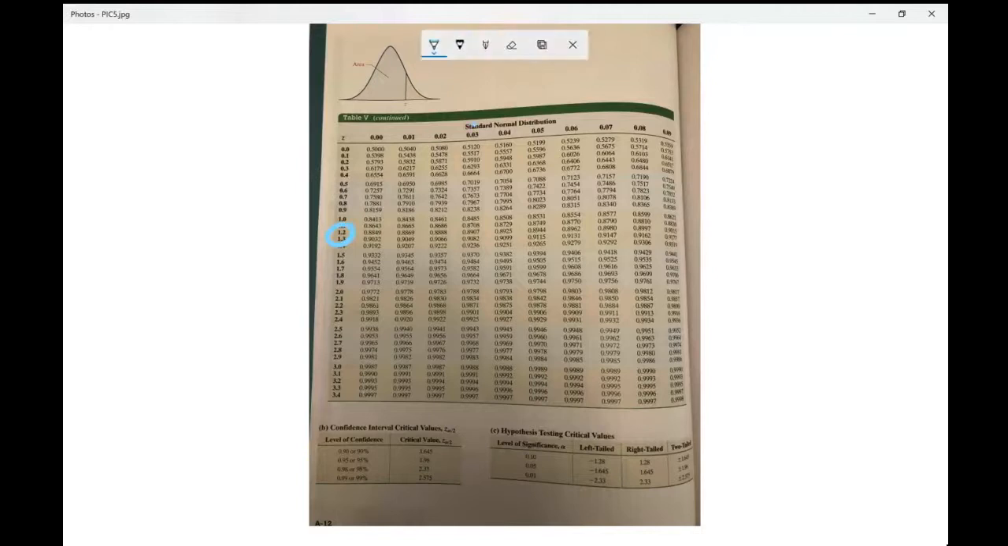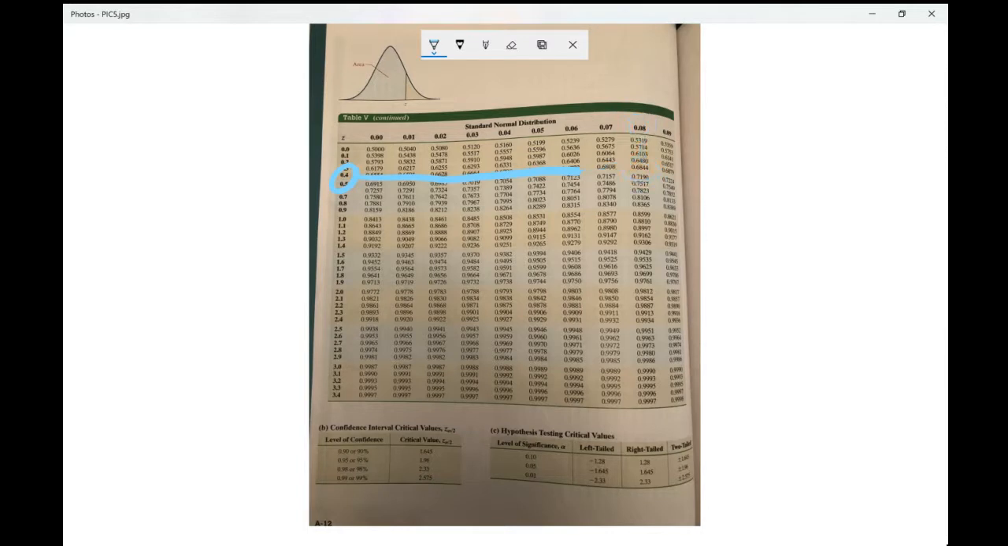So 1.2 is right here, and then the 0.03 is right here, and where it meets is right here at 0.8907. Same thing as if I had, let's say, 0.48. 0.4 would be right here, then I would go all the way over here to 0.08, and that value will be 0.6844.